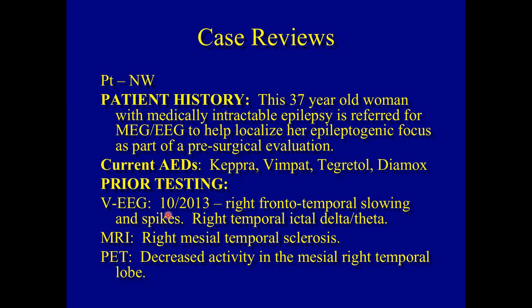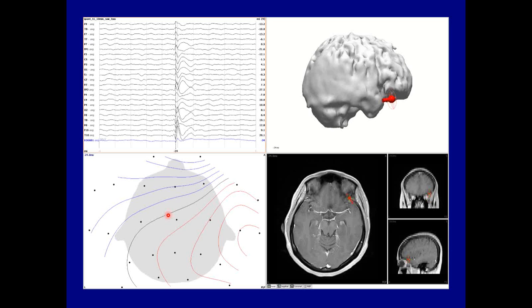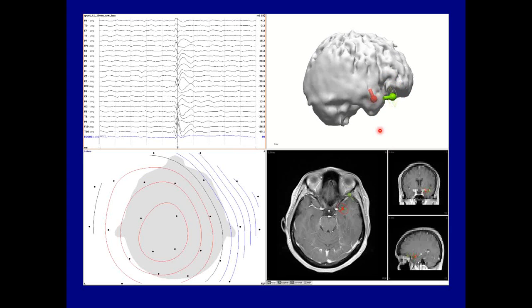A 37-year-old woman on a bunch of medications. She has some right frontal slowing and right temporal slowing as well. Question of right mesial temporal sclerosis. And here's her EEG. Again, it's a tangential field, so it's very confusing. And we're dealing here with what we call ambiguity. Are we modeling here the temporal lobe tip, or are we modeling the orbitofrontal cortex? Sometimes with EEG, you get this ambiguity, and what you need is some confirmation one way or another.